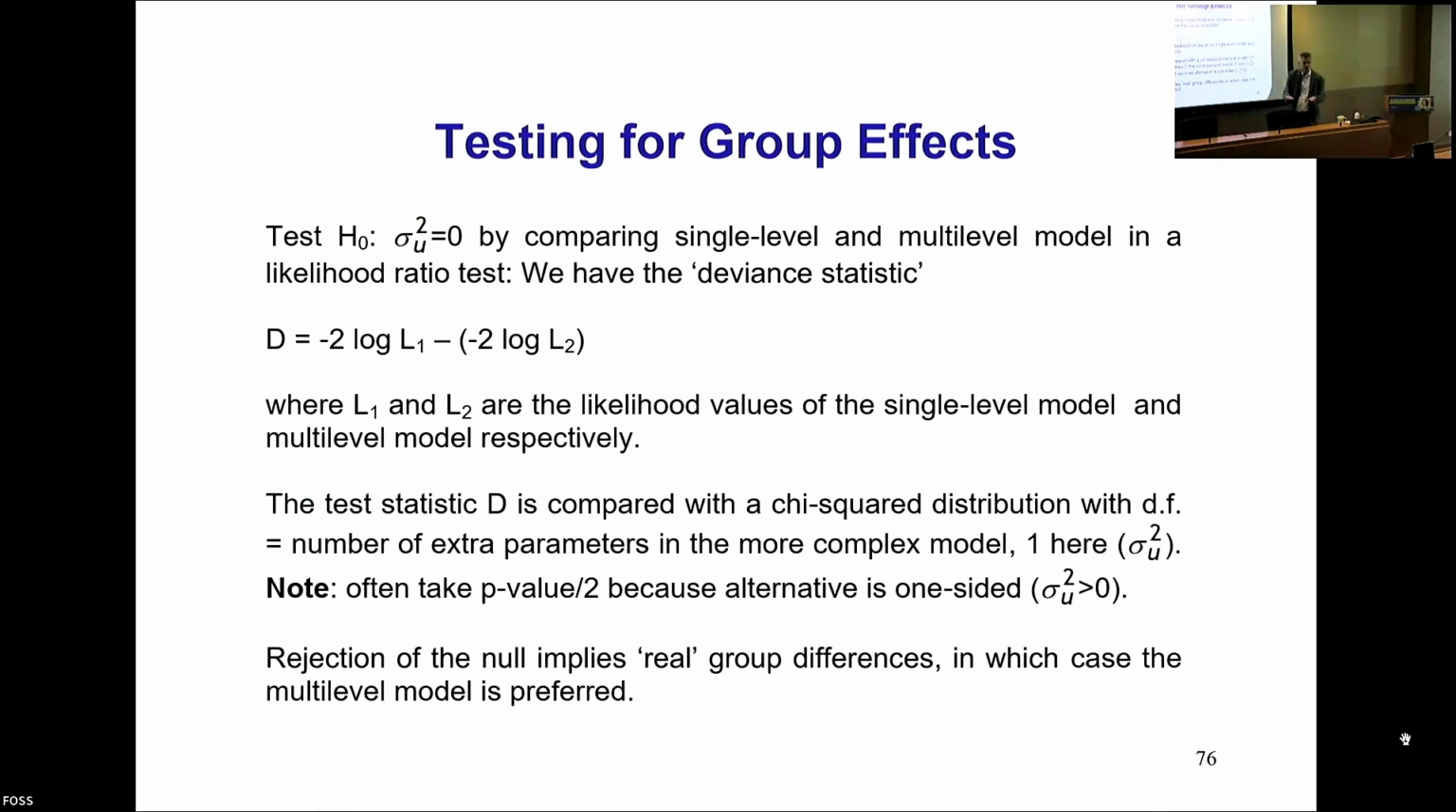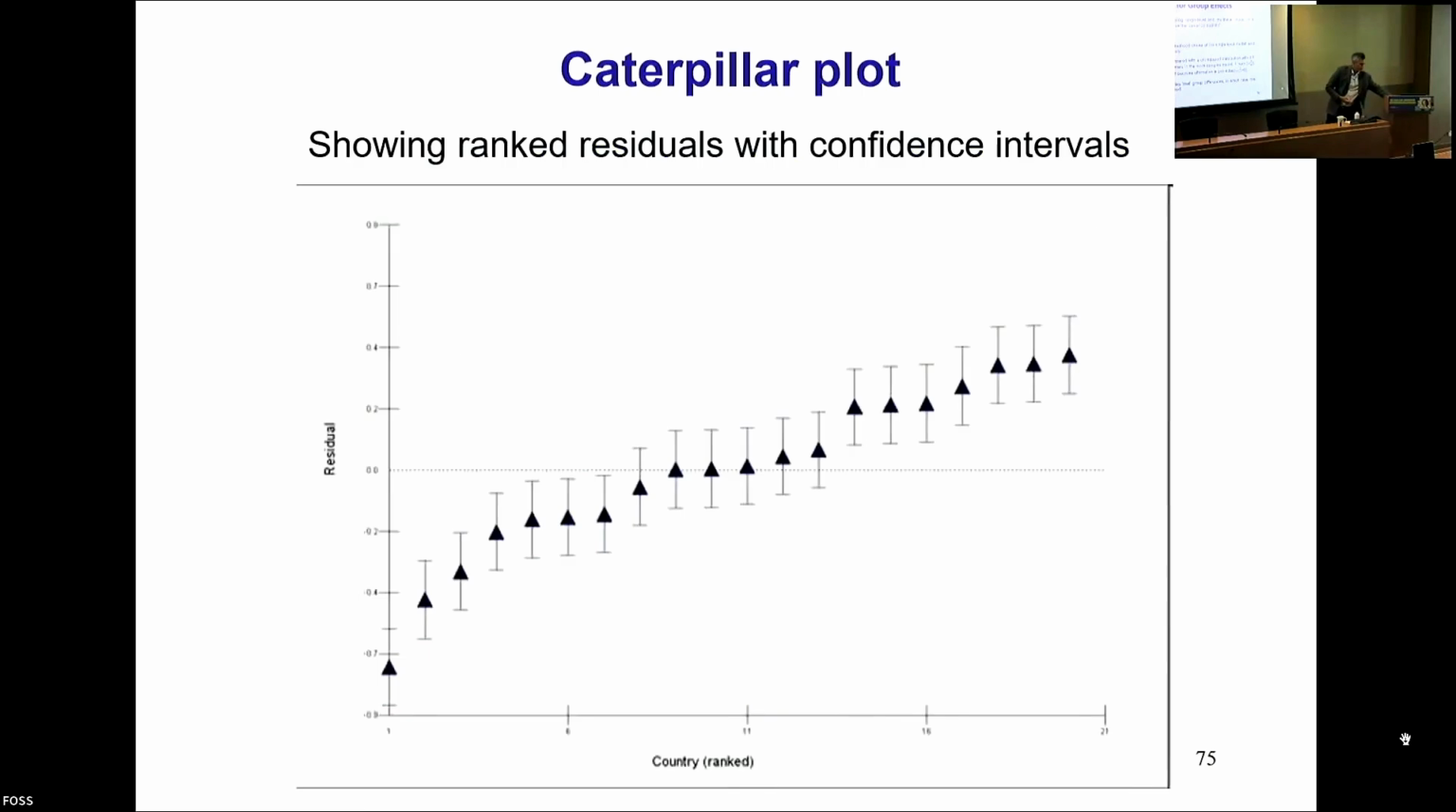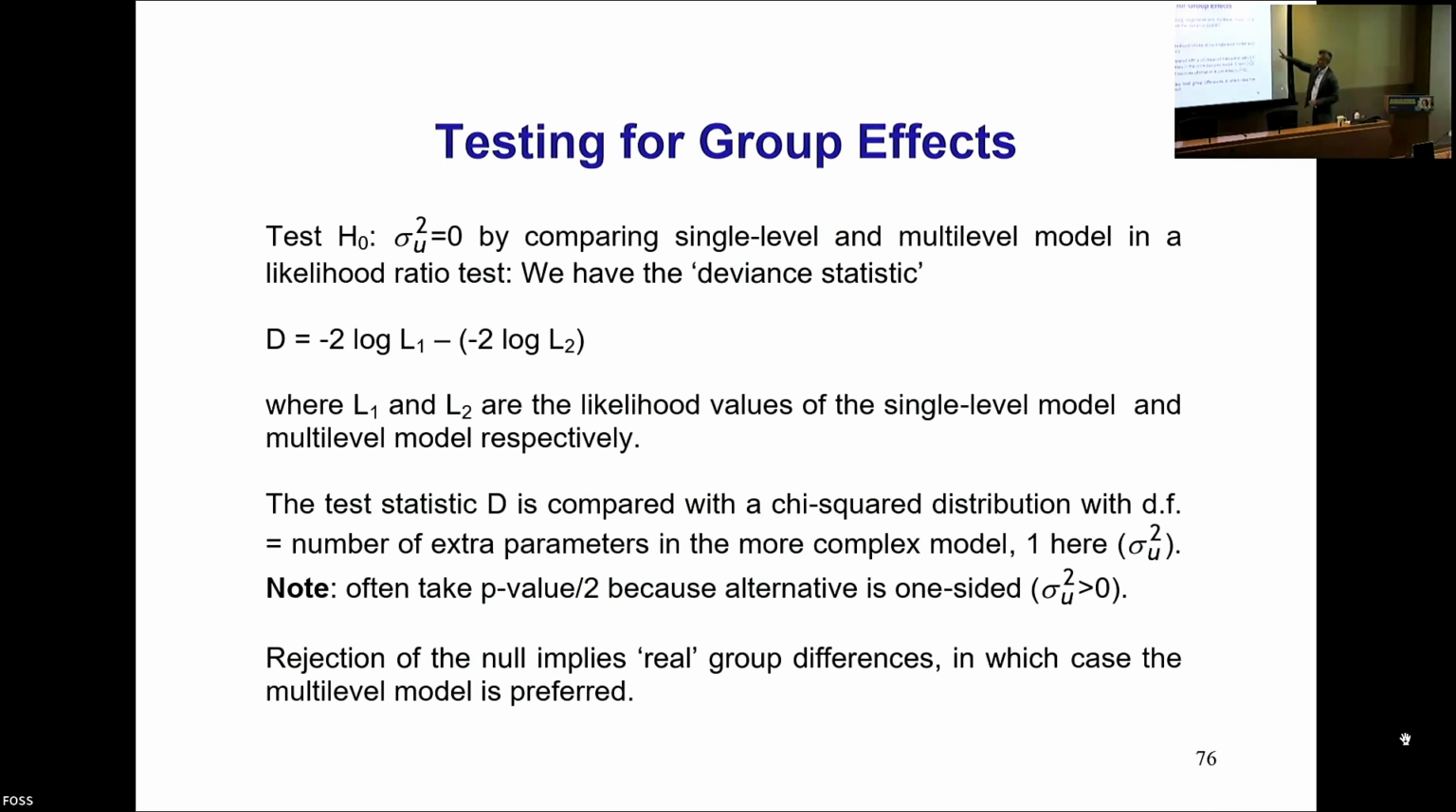Do we really need a multi-level model? The variance partition coefficient: if it's close to 0, maybe it's not important. The caterpillar plot: if all the group level residuals are distributed around 0, yeah, not significantly 0, you probably don't need a multi-level model. And then statistically, you can compare the deviance of the model with and without the group level residual.